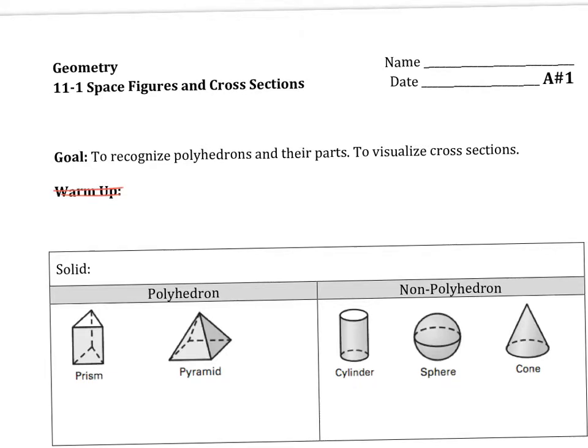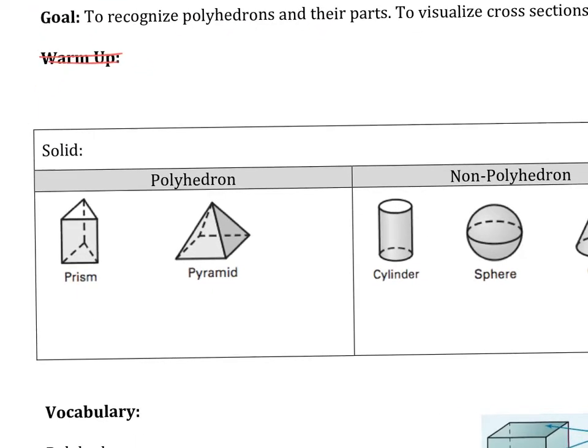All right, so on this lovely day, we are going to be talking about space figures and cross sections. Our goal is to recognize polyhedrons and their parts. We're also going to visualize something called cross sections. So the first thing that we're doing, a solid. It's any three-dimensional shape. So it has length, it has width, and it has height.